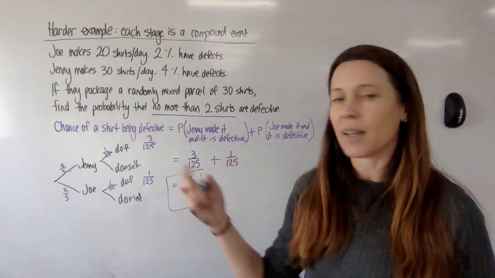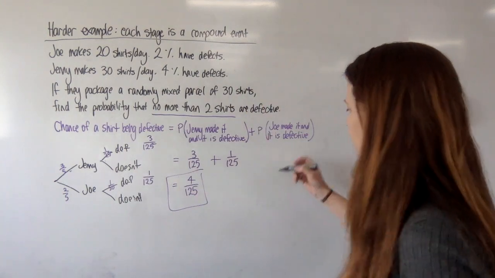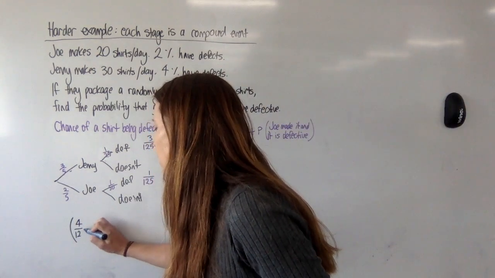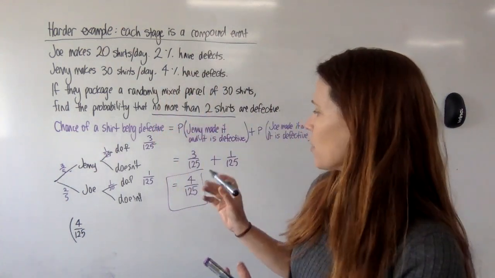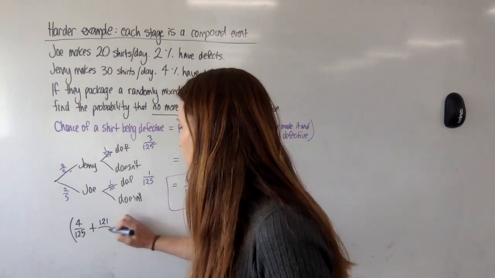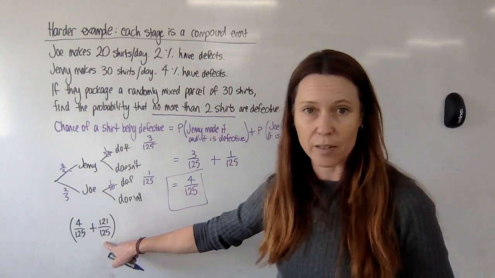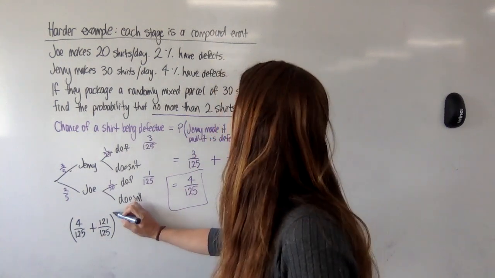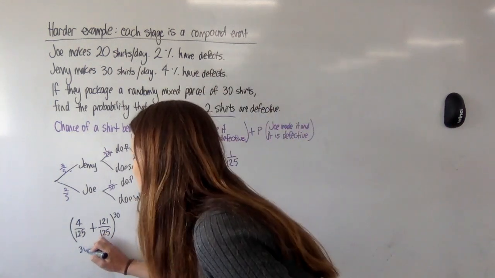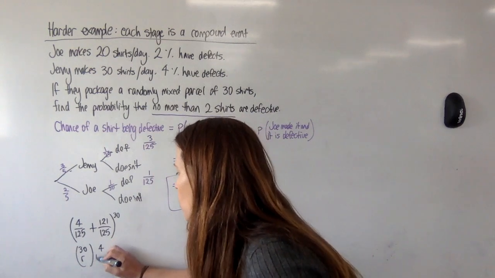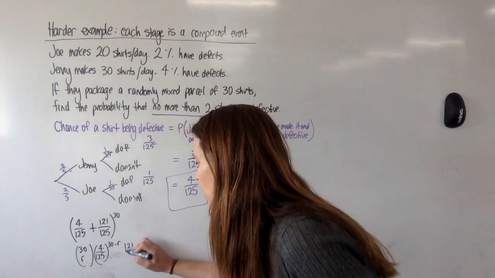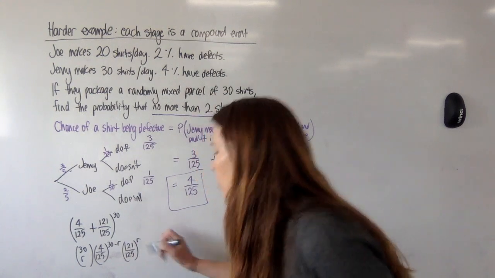So now I can take that and look at my whole experiment. When I take 30 shirts, the chance of a defective one is 4/125ths. I could put that first if that's what I'm interested in, plus the complement of that, which is going to be 121/125ths. That's the chance that it's a good shirt. And I'm choosing 30 shirts. So any one term is going to be 30 choose something, 4/125ths to the power of that r, and 121/125ths to the power of 30 minus that.